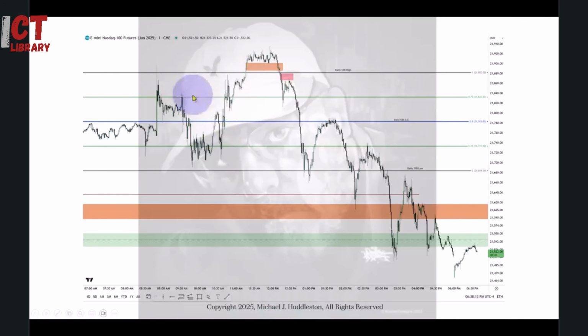interesting going along to take out this high. You can see how they use the daily SIBI, consequent encroachment, consolidated around the upper quadrant, back into a bullish fair value gap. Look at the bodies here. Then it rallies up into daily SIBI high and then rips through it.